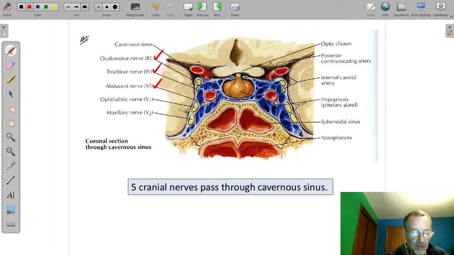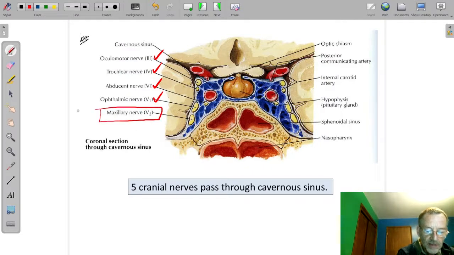And we also had V1, the ophthalmic nerve. All 4 of those were going out through the superior orbital fissure. We also have the maxillary nerve, V2, passing through the cavernous sinus, and that exited through the foramen rotundum again.